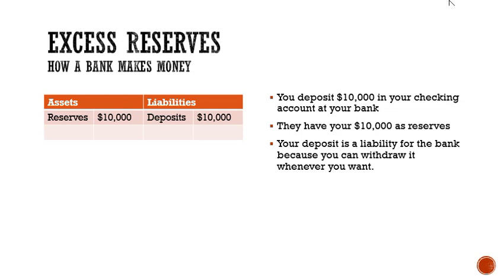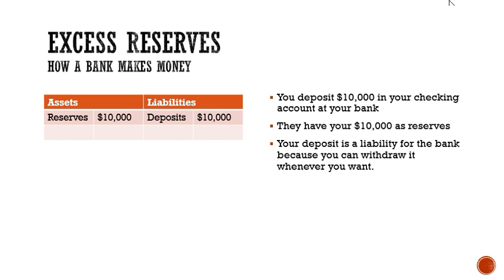Our banking system is what we consider fractional reserve banking, and banks actually create money when they do business. They do that through what we call excess reserves. So let's say you deposit $10,000 in your checking account at your bank. They now have your $10,000 as reserves. Their balance sheet is going to look like the screen here.